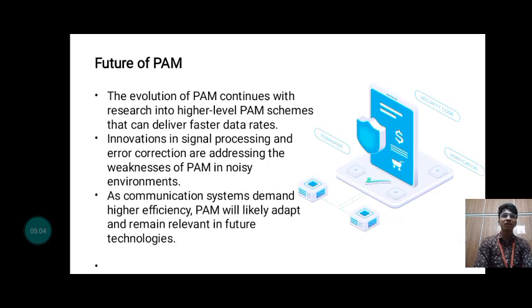Future of PAM. The evolution of PAM continues with research into higher level PAM schemes that can deliver faster data rates. Innovations in signal processing and error correction are addressing the weakness of PAM in a noisy environment. As communication systems demand higher efficiency, PAM will likely adapt and remain relevant in future technologies.